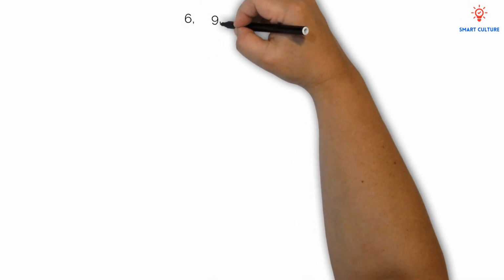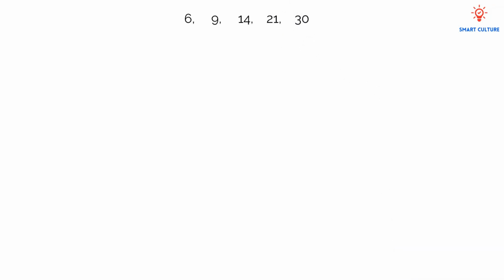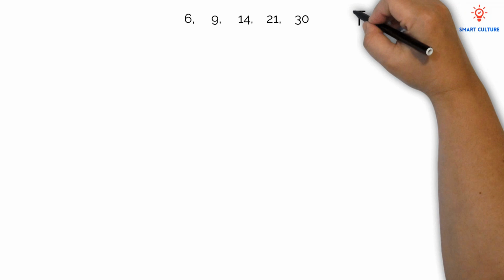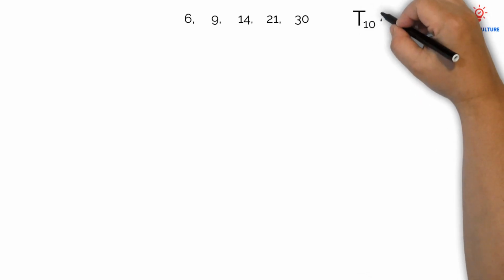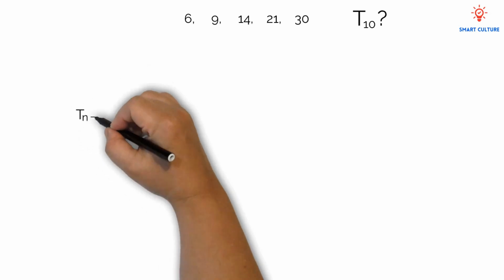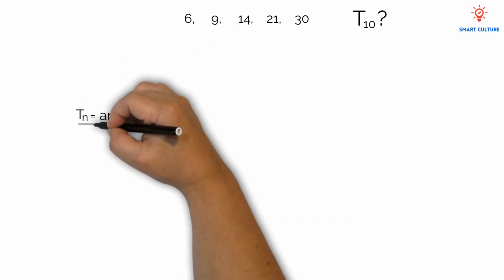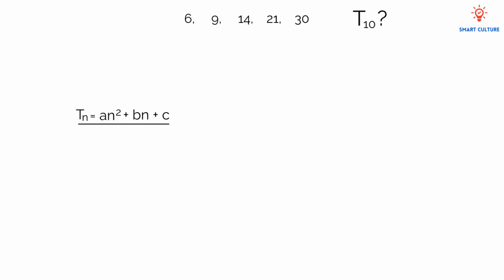How about this next example? Here we have 6, 9, 14, 21, and 30. And what we have to do is determine the value for the 10th term. So what we'll do first is determine the rule for the nth term, and then we can use that rule to determine the value for the 10th term. So remember, we have to use the formula an squared plus bn plus c. So tn is equal to an squared plus bn plus c.